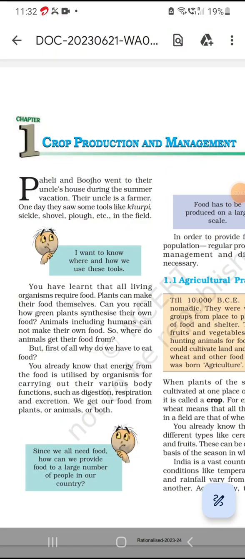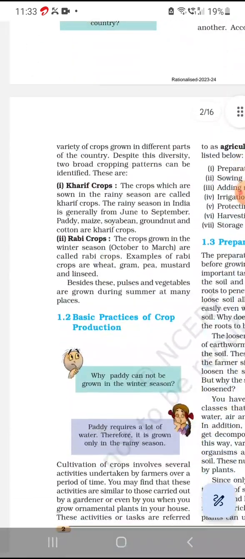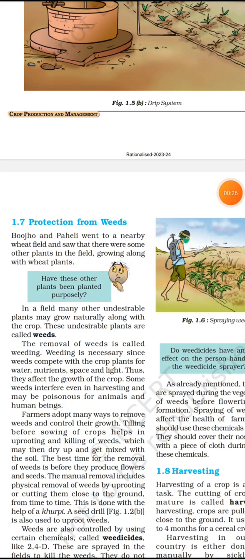Today we are going to discuss part 3 of crop production and management. We all learned about agricultural practices like preparation of soil, sowing, adding manure and fertilizers, and irrigation. Now we are going to learn about the protection of crops from weeds, which is the fifth one, a very important thing.